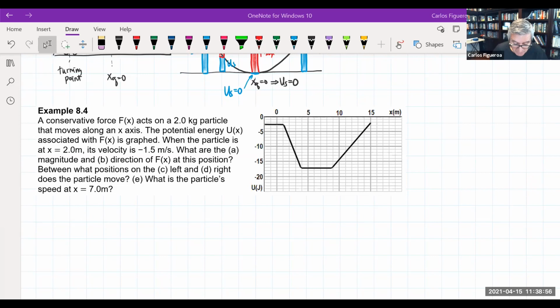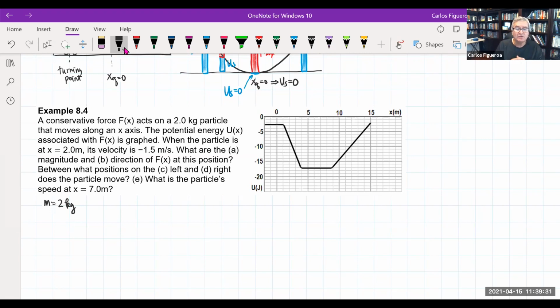It says, a conservative force acts on a 2 kilogram particle. So we know that the mass of the particle is 2 kilograms. And it says the potential energy function is graphed. When the particle is at x equal to 2 meters, its velocity is negative 1.5 meters per second. What are the magnitude and direction at this point?